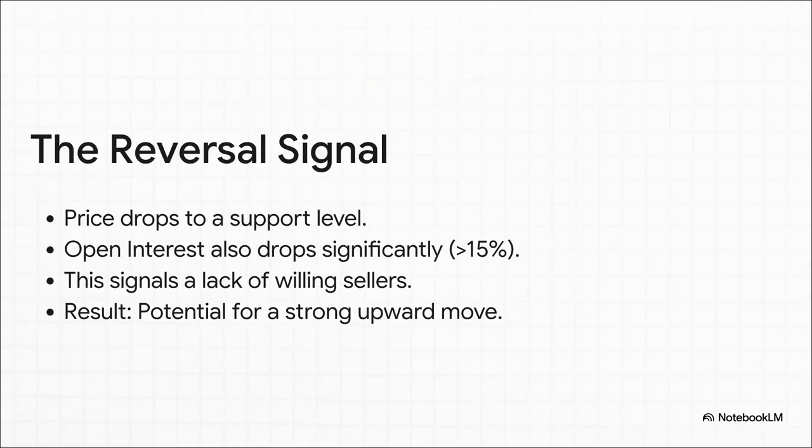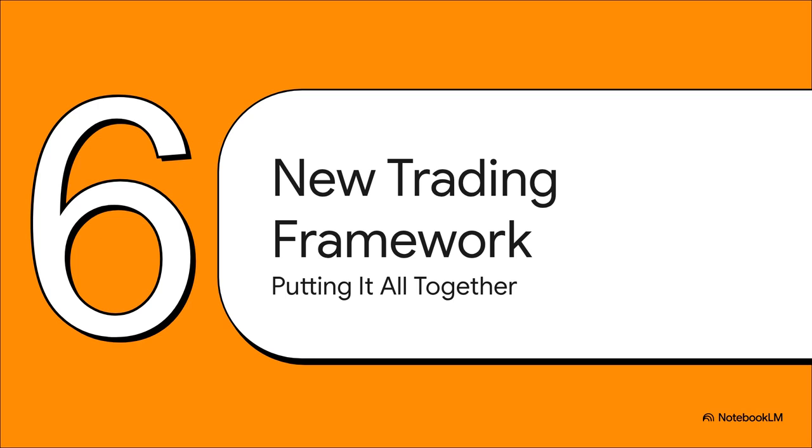So let me break down this reversal signal for you. It's really powerful. Step 1, price drops down to a key support level you've already mapped out. Step 2, at the exact same time, open interest takes a nosedive. ICT says to look for a drop of more than 15%. What does this combo tell you? It's screaming that there are no sellers left. And hey, if nobody wants to sell down here, what's the path of least resistance? It's usually up.